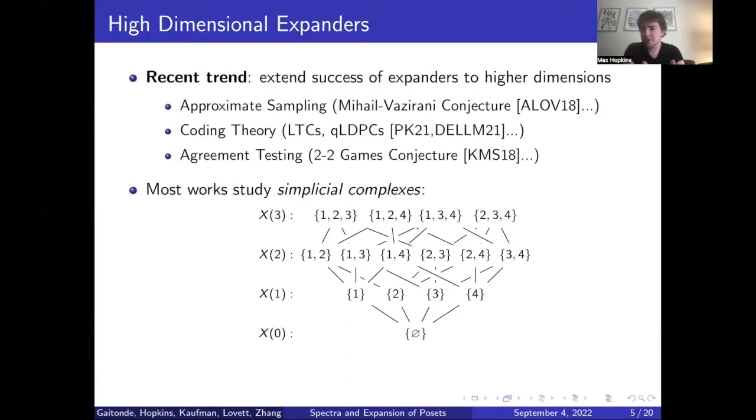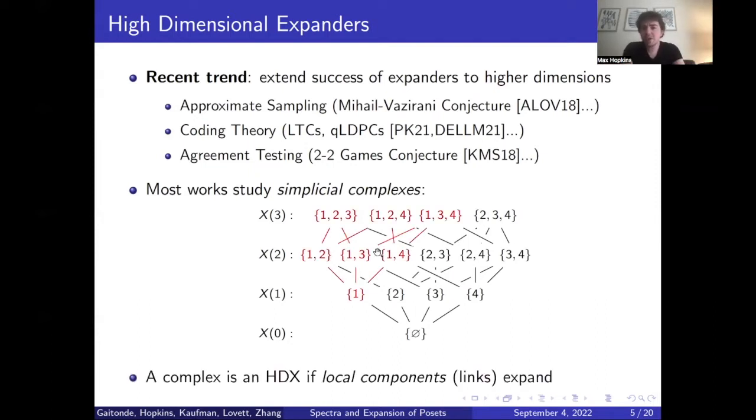Most of these works on high-dimensional expansion study a generalization of graphs to higher dimensions called simplicial complexes. Basically, these are just downward closed uniform hypergraphs. So in other words, here we have a 3 uniform hypergraph, x3 at the top level, and then we downward close it to get the associated simplicial complex.